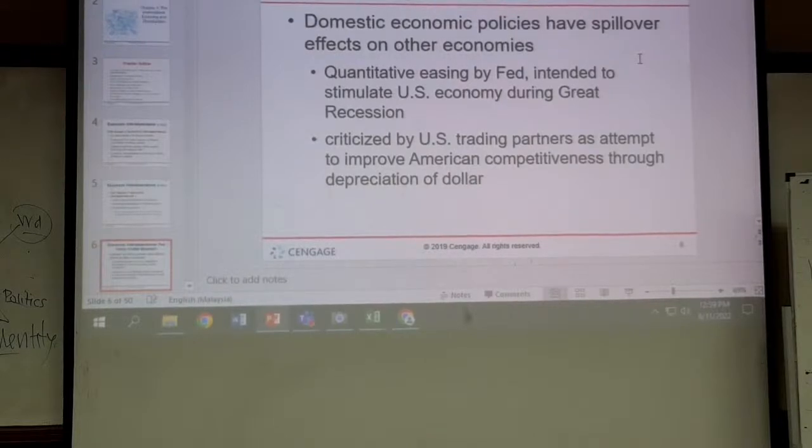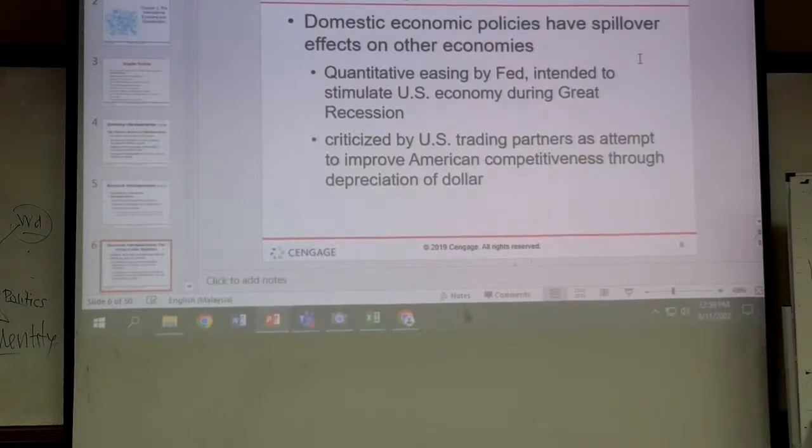Easing means the opposite. Reduce interest rate and also devaluation of dollar. Devaluate so that export of American goods will be easier to export, okay, when devaluation of dollar. So, intended to stimulate US economy during the recession. So when recession, you must reduce the interest rate. During the COVID-19, interest rate went down.